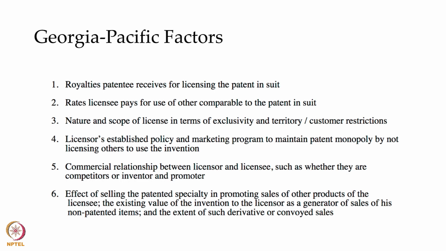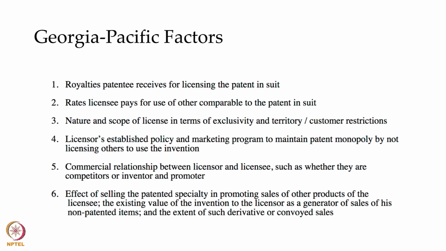In an infringement suit, the courts, especially the courts in the United States, would use what are called the Georgia-Pacific factors. In India, we have not evolved any specific yardstick for the courts to determine royalty, so we use the approach of other countries. This is a set of factors which looks at the royalties the patentee receives for licensing the patent in suit, and the rates the licensee pays for the use of other patents comparable to the patent in suit. So it also factors in the comparable product approach.